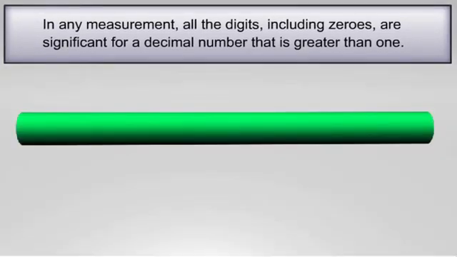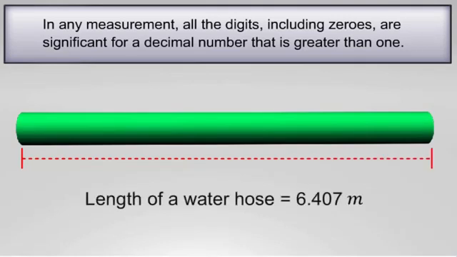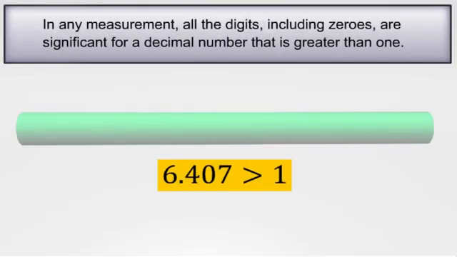Here, we have the length of a water hose which measures 6.407 meters. This number is greater than 1. There are 4 significant figures in this number.